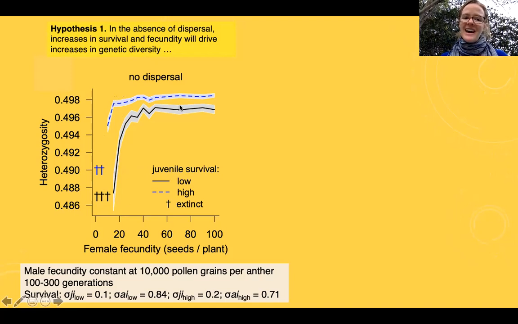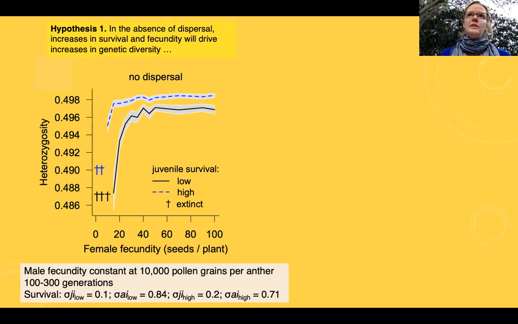So, after about 20 seeds per plant, there wasn't much variation in the effect of female fecundity on genetic diversity. But we did see quite a strong effect of juvenile survival. The high juvenile survival scenario had higher genetic diversity quite consistently than the low juvenile survival scenario. And these populations were not connected by dispersal in this simulation.